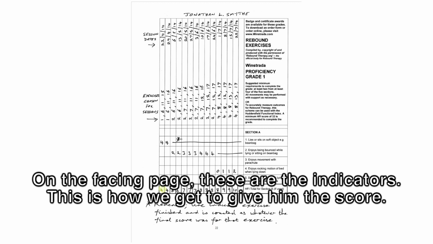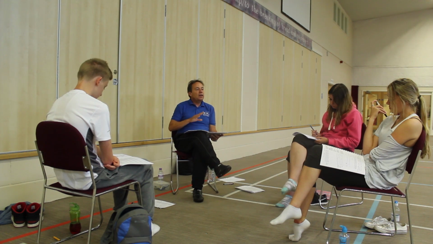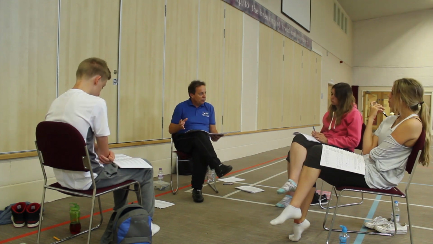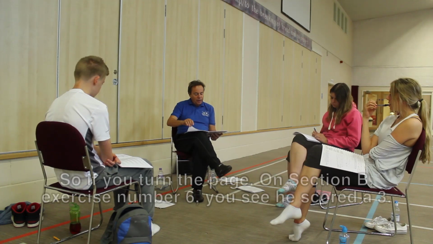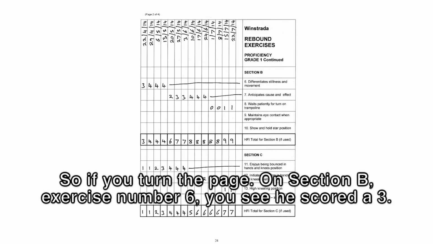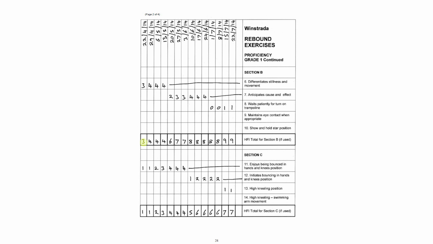On the facing page, these are the indicators. This is how we get to give him the score. So I'll come back to that, okay? I'll give you a very quick overview, and then we'll come back and look at how we get to give them the scores. So if you turn the page, on section B, exercise number 6, you see he scored a 3. You see that? So his total score for section B on the 22nd of April is 3. Yeah?